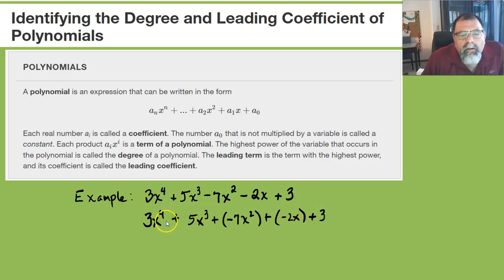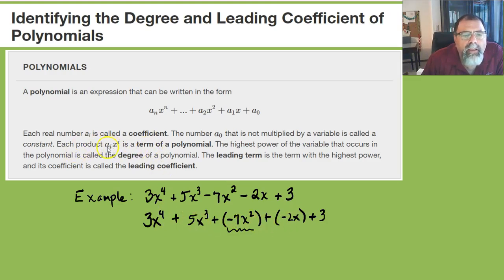Okay, so terms are separated by addition signs. And if you simplify it, plus a negative is the same thing as minus, so you can say add or subtract. But for the terms, you want to think of it in pluses because you want to take this minus with the 7. So this term would be negative 7x squared. Each of these expressions would be terms of the polynomial.